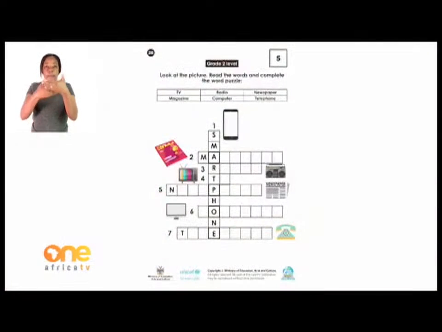Okay, now check with me on page 28. All the communicating tools are there. And we are going to enjoy doing this puzzle together. Now, the names of the communicating tools are up there in the block. There's a table on top there. The names are there. TV, in front of the television. You just say TV. Okay? And we have a radio, a newspaper, a magazine, a computer, a telephone.